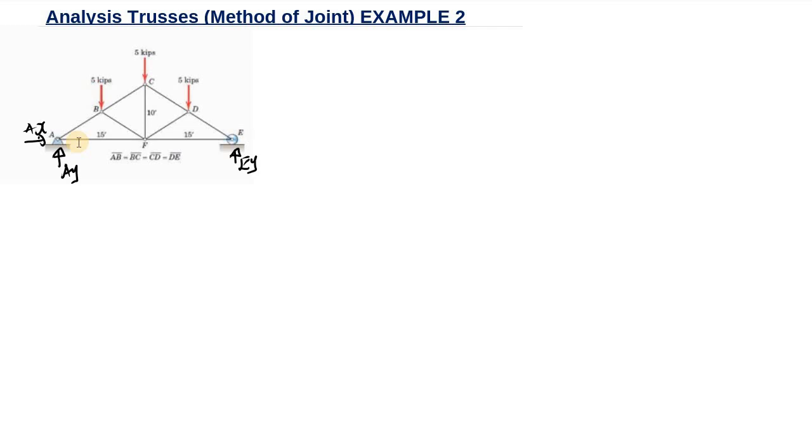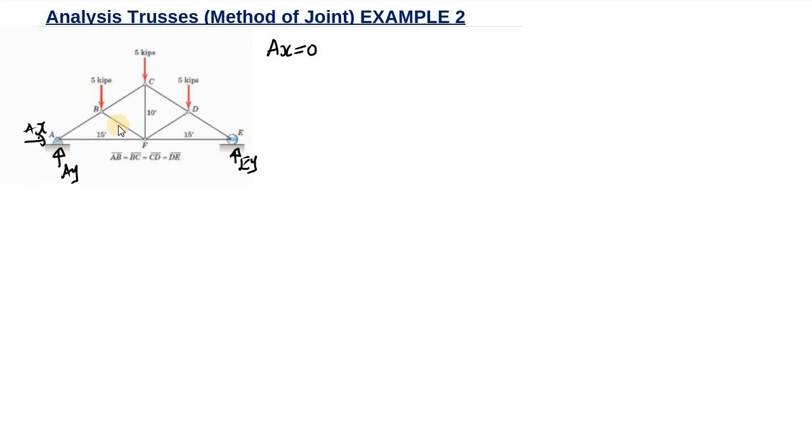So the first thing you need to do is, first of all, calculate the support reactions, because we don't know the support reactions. So you need to calculate this, okay? So now, without calculating the horizontal force, you can easily say AX is equal to 0 because we don't have any horizontal force on this truss. So we are going to say AX is automatically equal to 0.